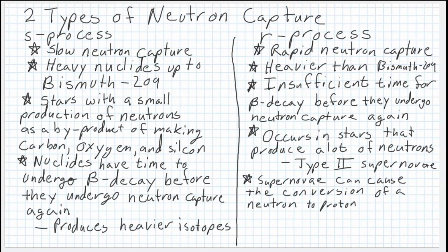Supernovas can also cause the conversion of a neutron to a proton, because they produce a lot of neutrinos, which collide with neutrons to produce protons.